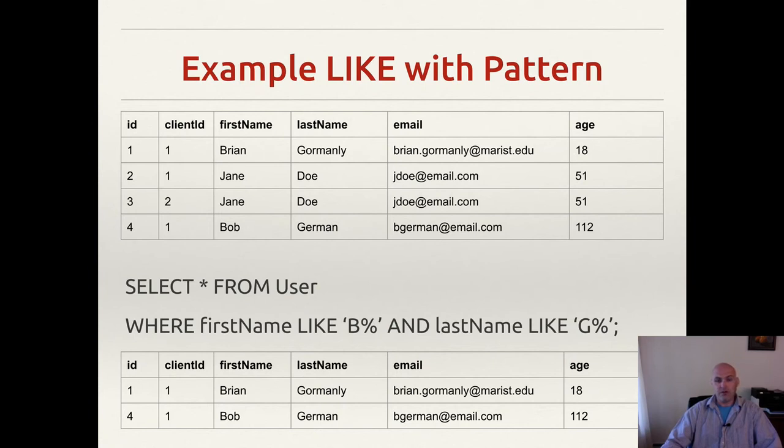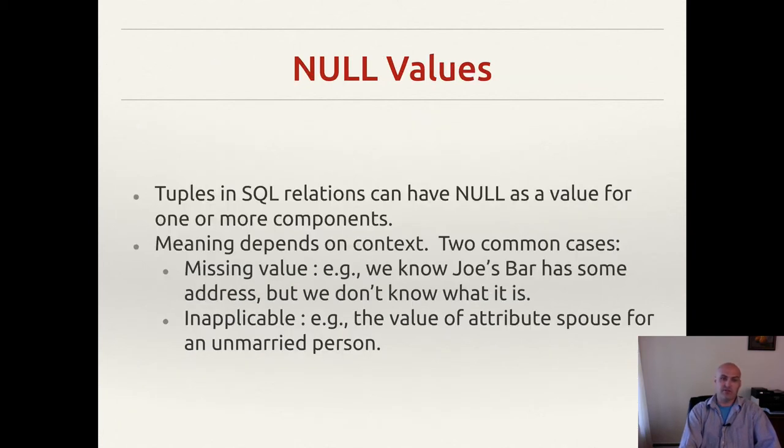So here is an example of that. I should have come to this as I was talking through it. Sorry about that. But basically, select star from user here, where first name is like B%. So that's the exact same example I was given before. And last name is like G%. This would return me because my first name starts with a B and my last name starts with a G, right? It would not return Jane because she's J and D respectively.